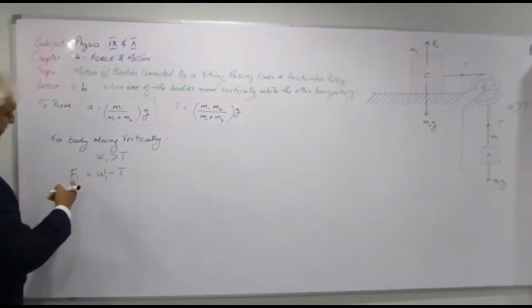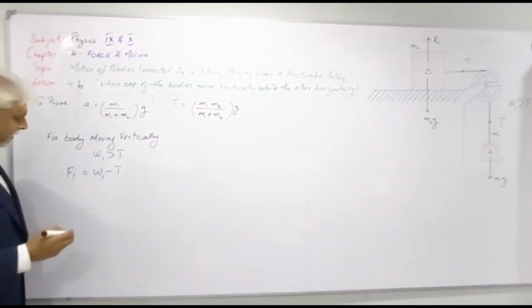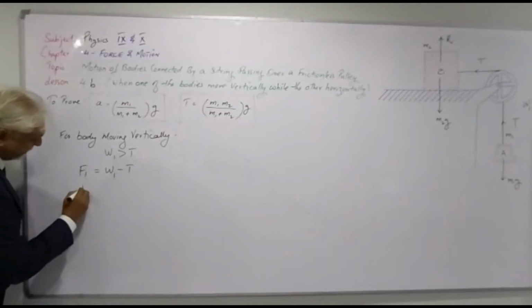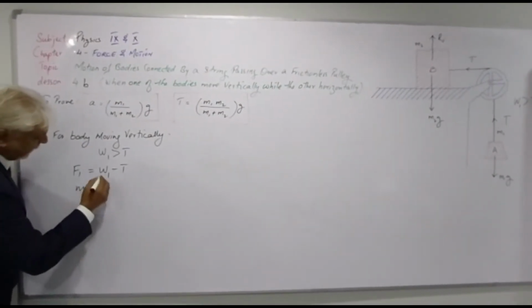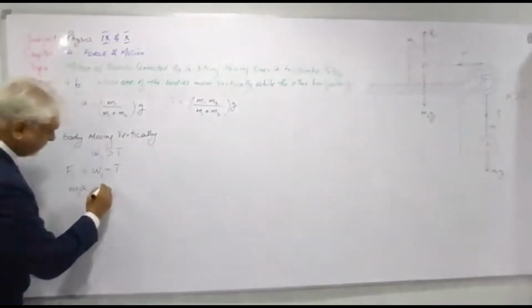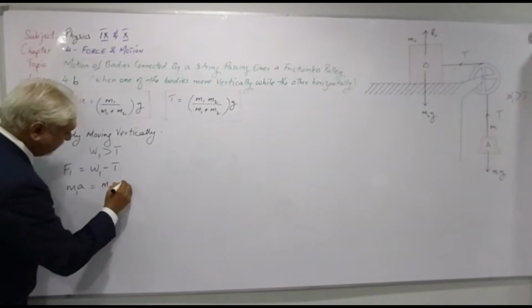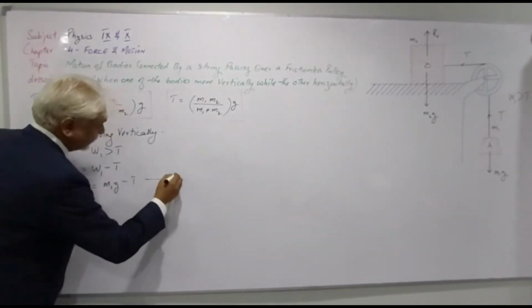Now we replace F. According to Newton's second law of motion, F equals ma. So let's replace this by m1a, and W is equal to mg. So I can write it down as m1g minus T. Let's consider this as the first equation.